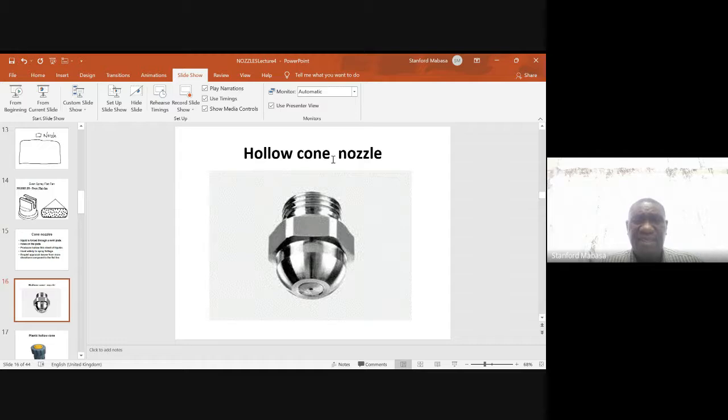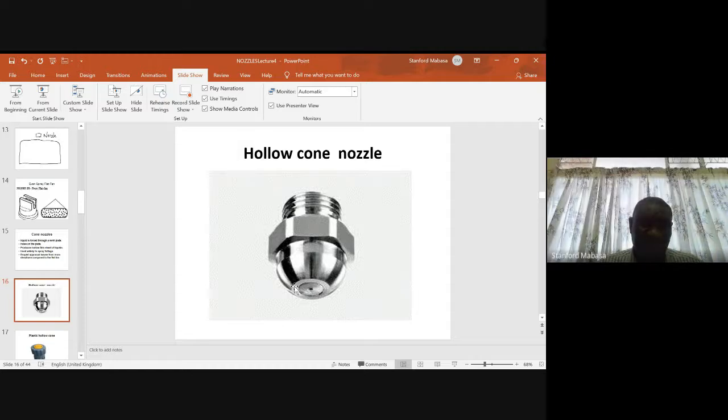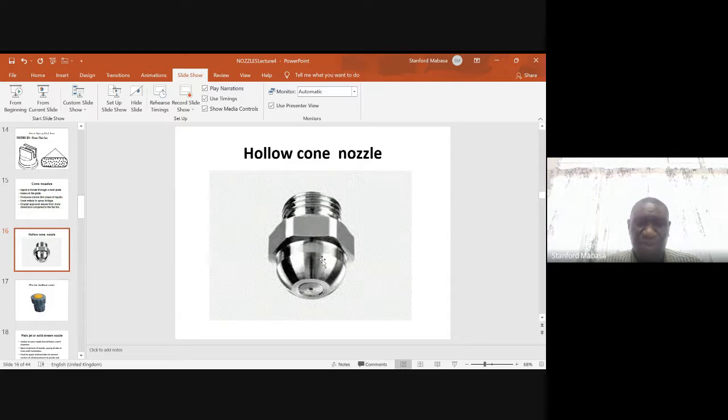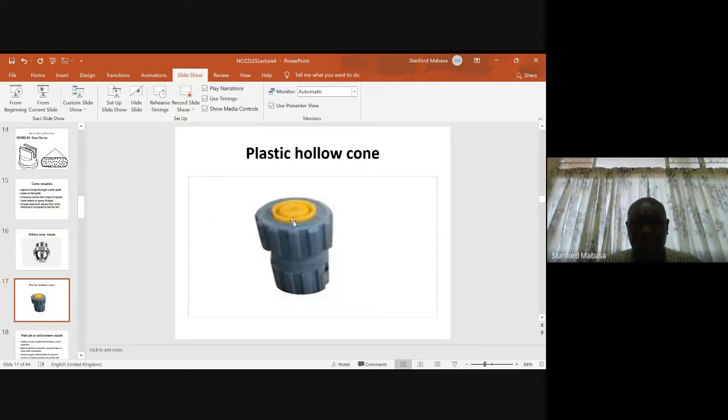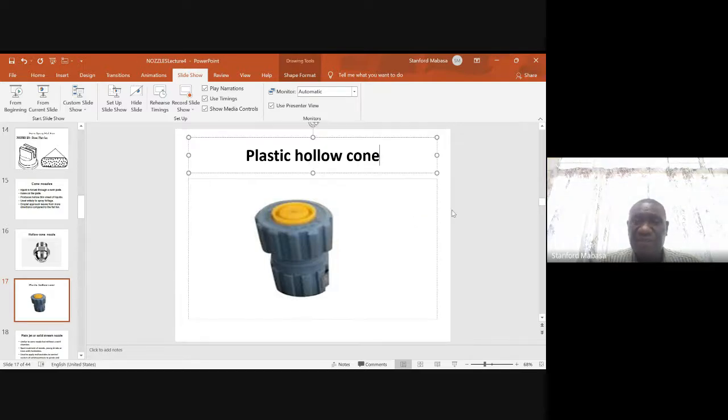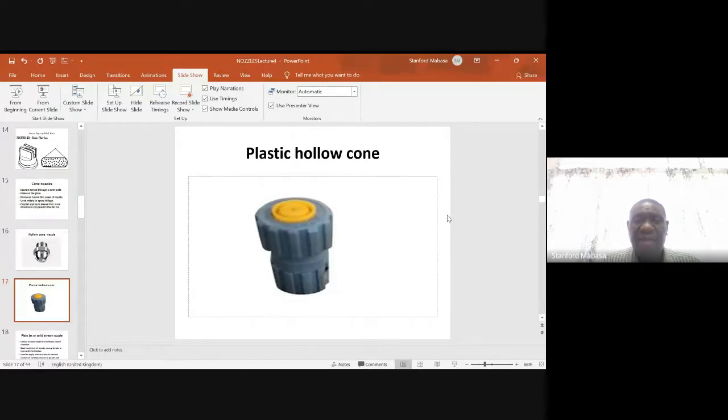So this is the hollow cone. You can see that hole at the end. This is a plastic hollow cone. This was a metallic hollow cone. We've got that hole where the liquid comes through forming droplets. Inside the body of the nozzle, you may have some filters to prevent a blockage.